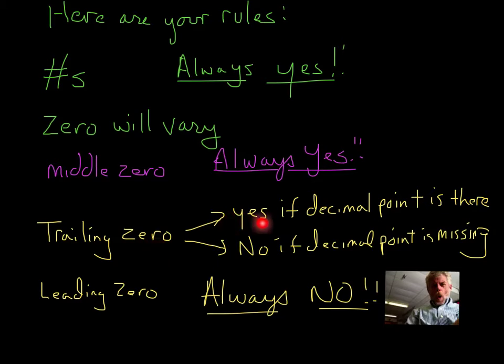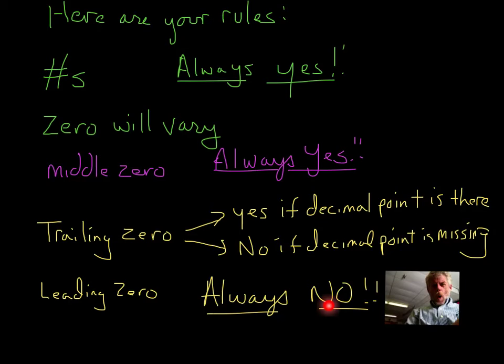If it's a trailing zero, which means it's on the right-hand side of a number, you got a choice. It's significant if a decimal point is there. It's not significant if the decimal point is missing. So if a number is written with a decimal point and there's a zero at the end, it's significant. If there's a zero at the end of a number and there's no decimal point there, we don't count it. And leading zeros are always not significant. No, no, no.